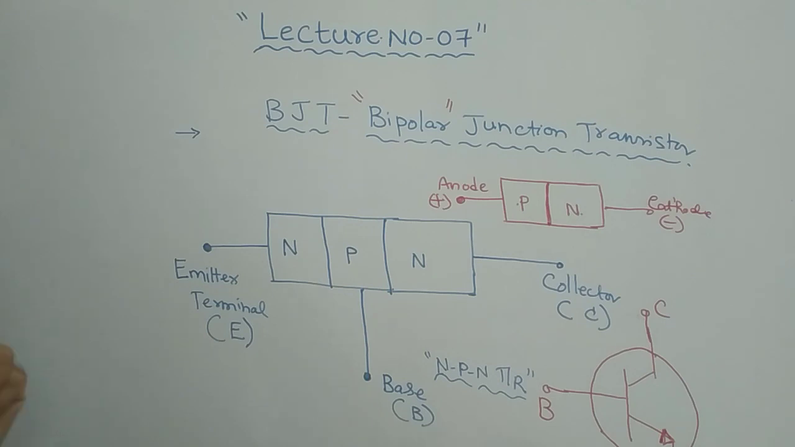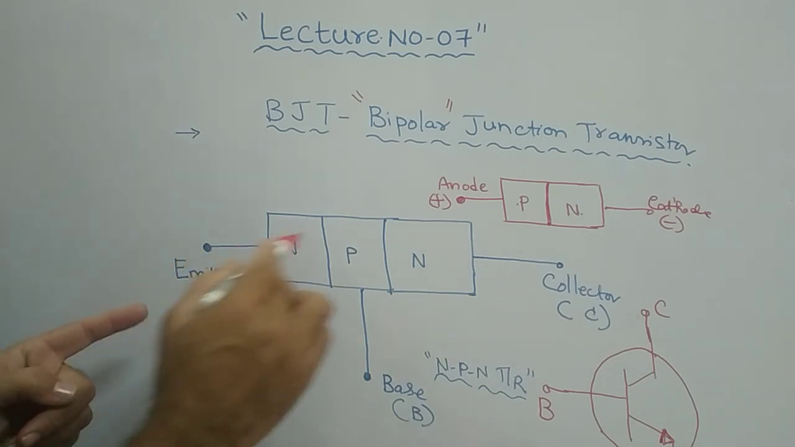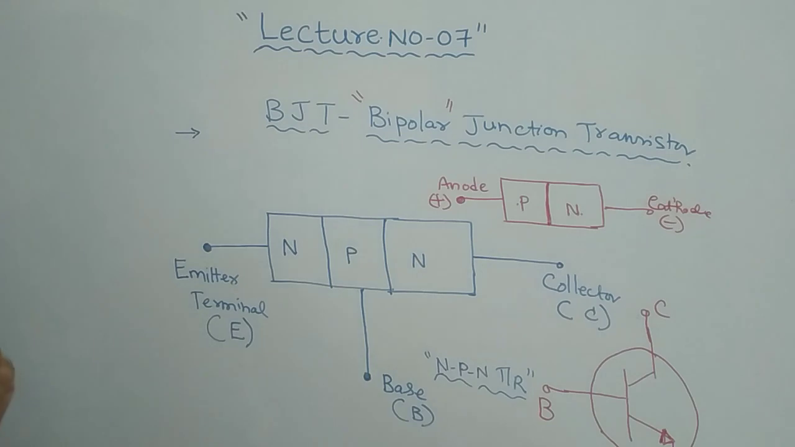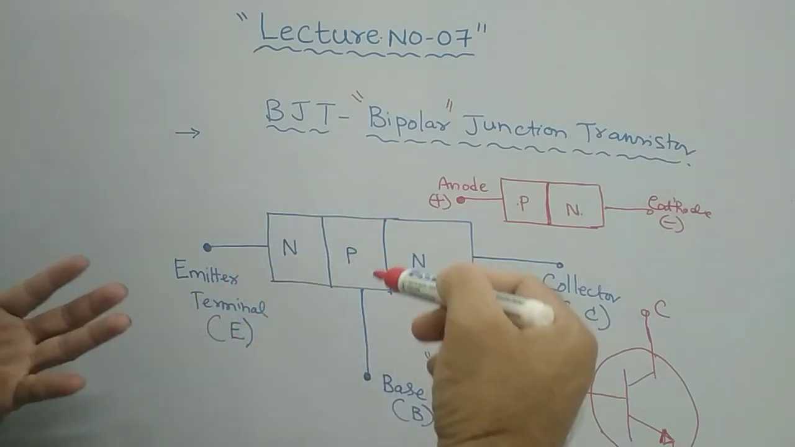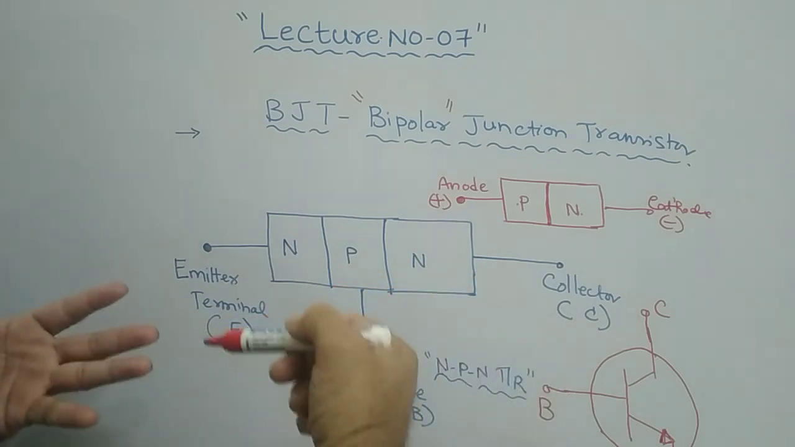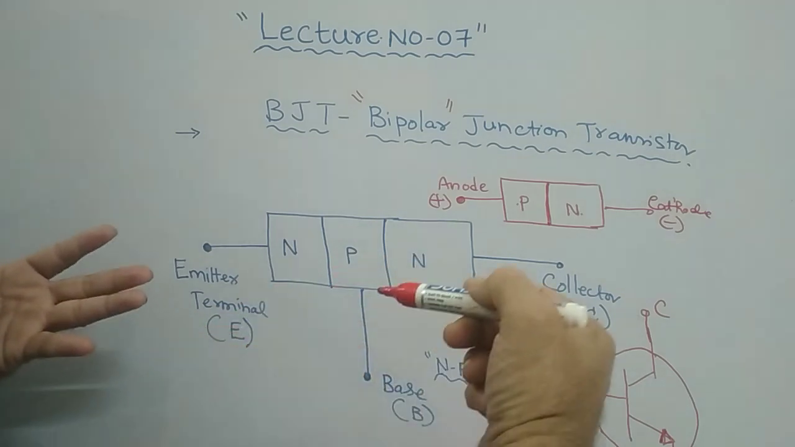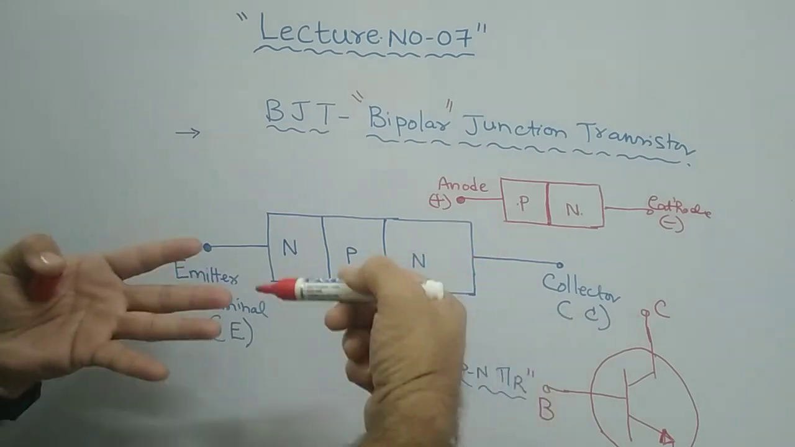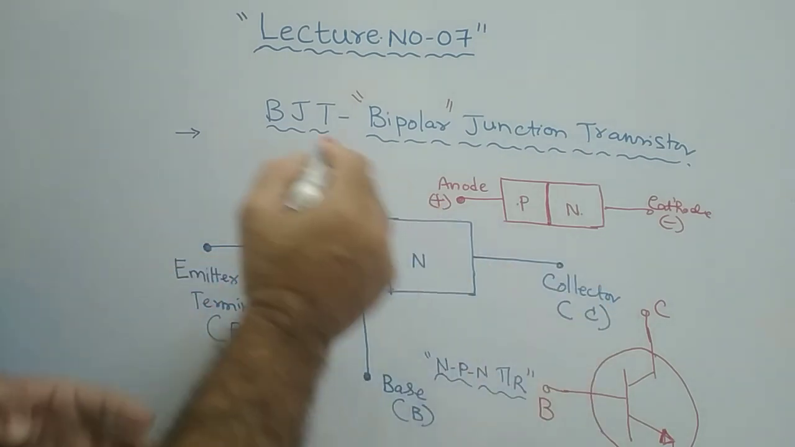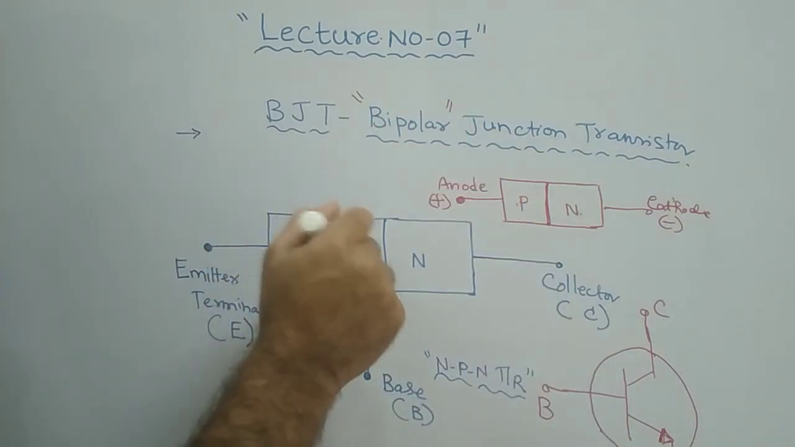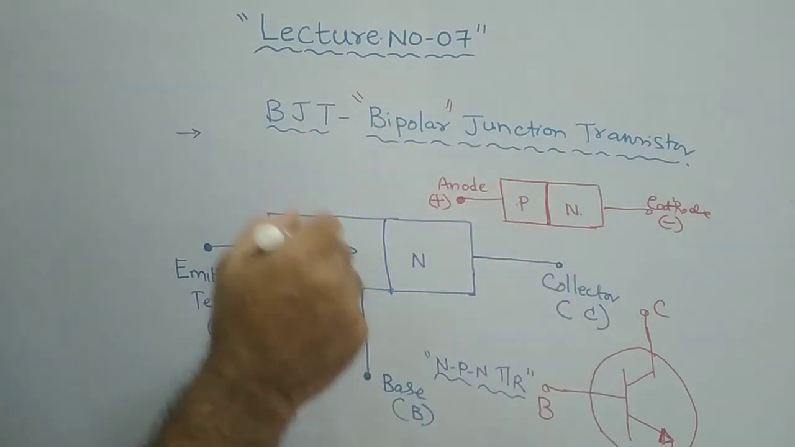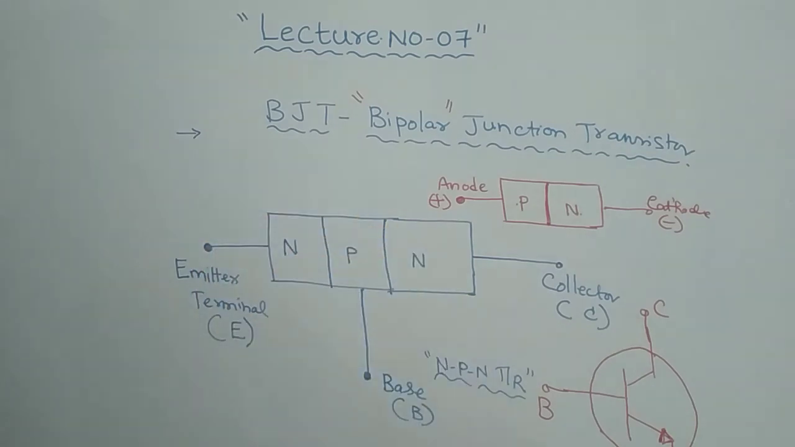Normally, most people remember that as we have two junctions, that's why it is bipolar. No, it is not because of the two junctions. It is because of two carriers, both the majority carrier as well as the minority carrier. Bi refers to the majority and minority carriers being the cause for producing the current. I think you understood. Now, coming to our actual topic again.